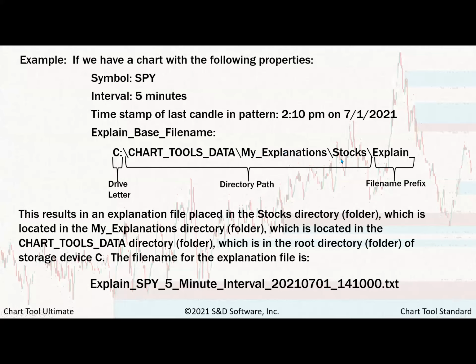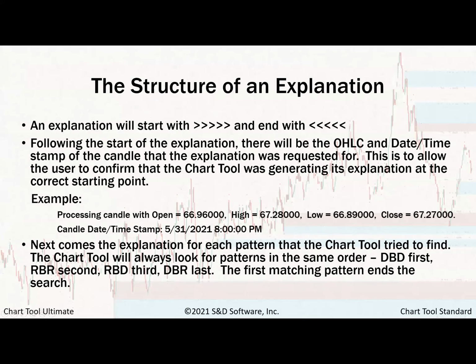Now let's go and look at the structure of an explanation. Explanations have a specific structure. They're always going to start with a series of right angle brackets, and then they will end with a series of left angle brackets. If explanations are going to the easy language print log, you can end up with multiple explanations there. And this allows you to quickly and easily identify where the different explanations start and end. If you send an explanation to a file, you will still have these there.